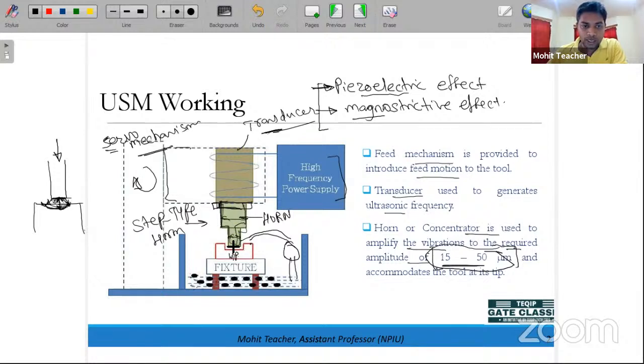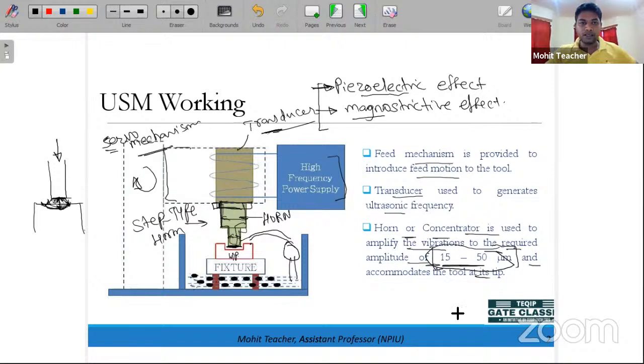Now here I forgot one thing, that I have to keep a tool tip as well. Please keep in mind that we keep the tool tip at the end of this horn, where the amplitude is transferred. So when we use this horn or the concentrator, the amplitude is in the range of 15 to 50 micron. Okay, fine. So this is the working. I think it's clear to you guys.